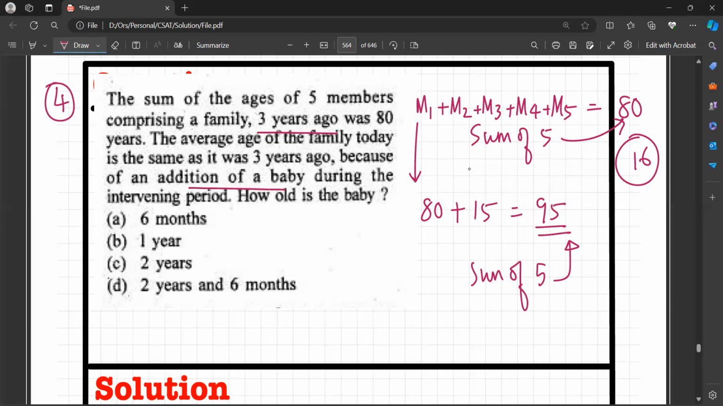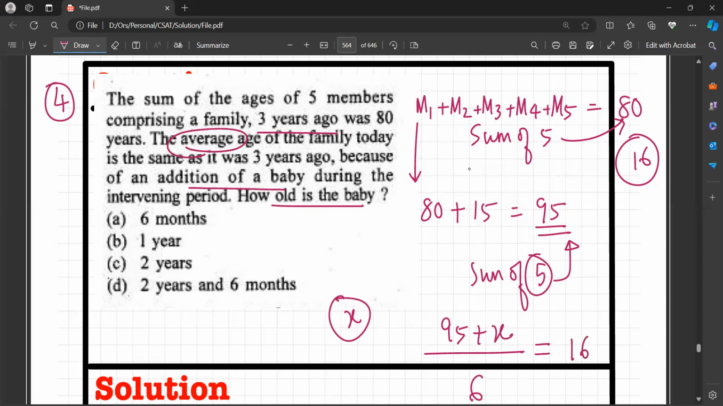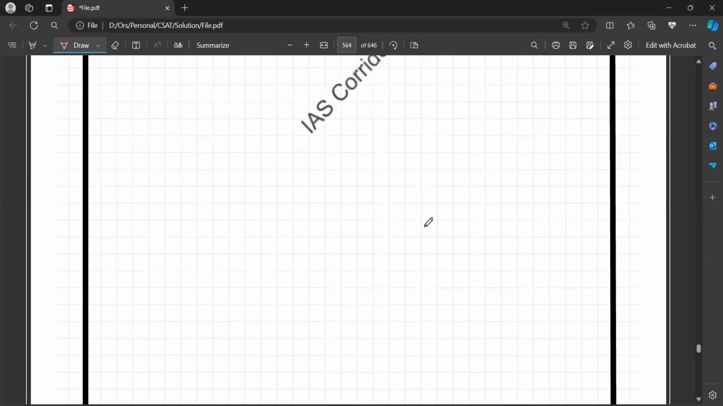Now the baby here will be, suppose, X years. Now how old is the baby? So (95 plus X) divided by 6, because there are 6 members; earlier there were 5, and this is the 1 new member. This remains the same because it is written that the average age remains the same. What will be the average? 16. 16 times 6 will be 96, so X will be 1 year old. Got it? Let us proceed to the next problem.